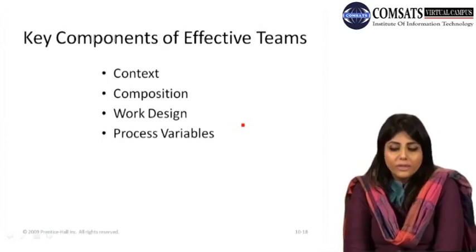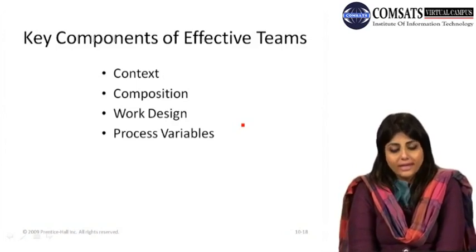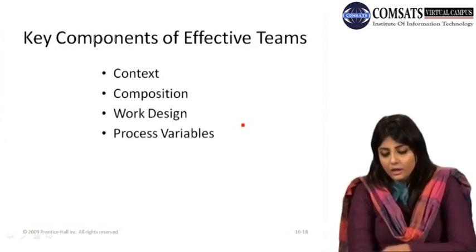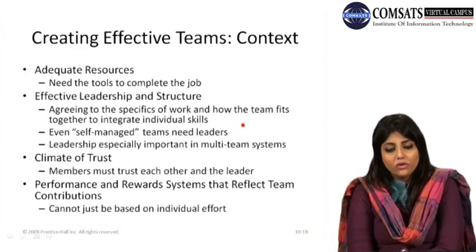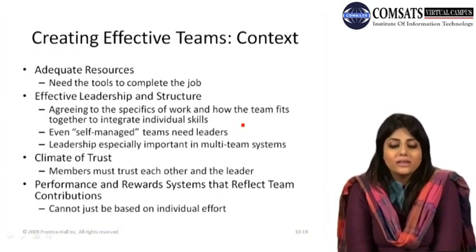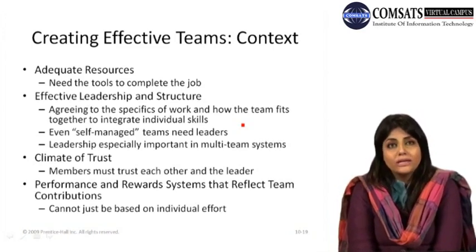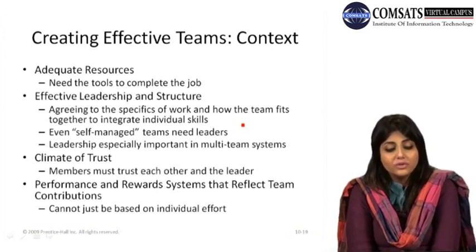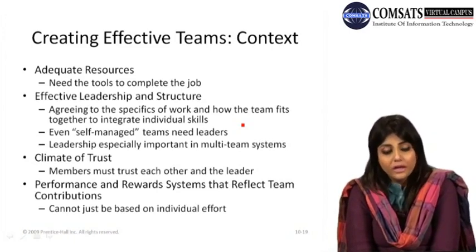Okay, so what are the different components of effective teams? One is the context, the other ones are the composition, the work design, and the process variables. So let's start off with the context. How does context create effective teams? One, we discussed that the resources need to be adequate, right? The team needs the tools to complete the job, right?